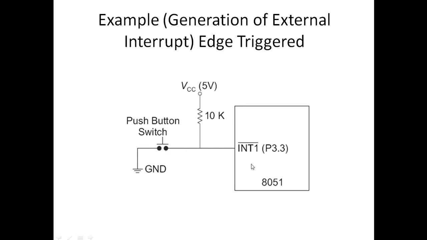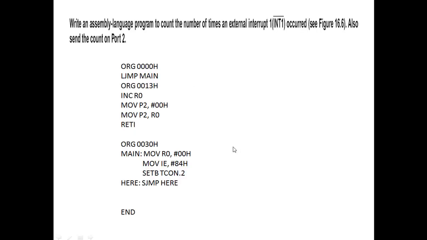Now let us say our task is to count the number of negative edge triggered interrupts that have occurred at the pin INT1 that we are talking about. We want to know how many times the interrupt has occurred at this particular pin. So our task is: write an assembly language program to count the number of times an external interrupt occurred, and also send the count on port 2.